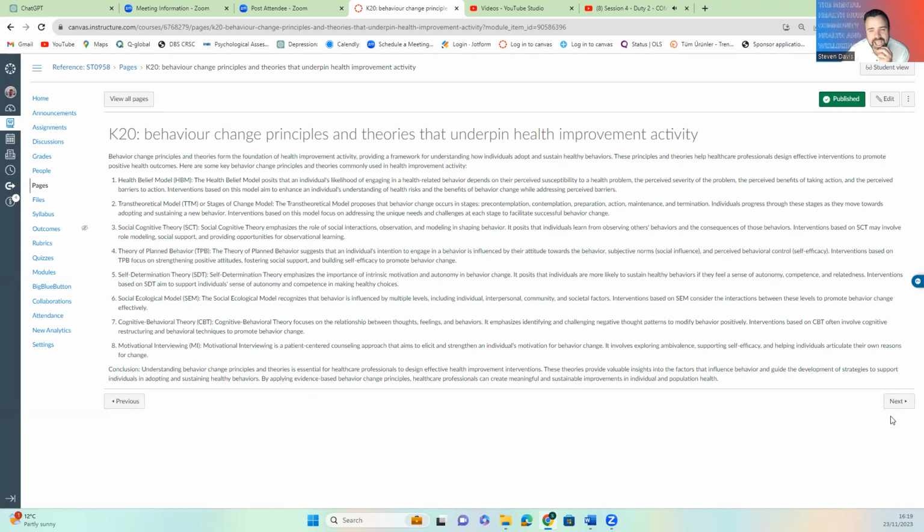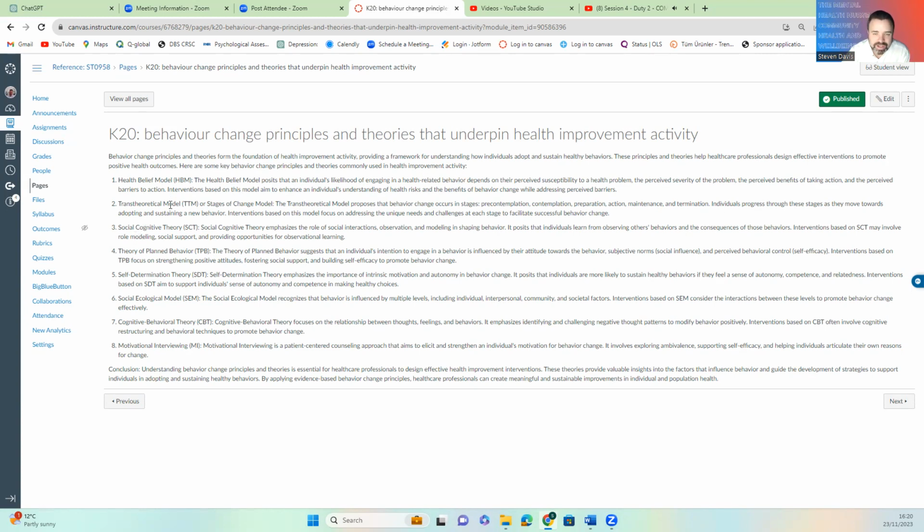K20 then looks at behavioural changes, principles, theories that underpin health improvement activities. So this is the behavioural science. So again, all of these you can find on Coursebox through the Mental Health Nurse CPD. But you need to learn a couple if you don't want to learn them all. You've got the health belief model. So the health belief model looks at the likelihood of engaging in activities.